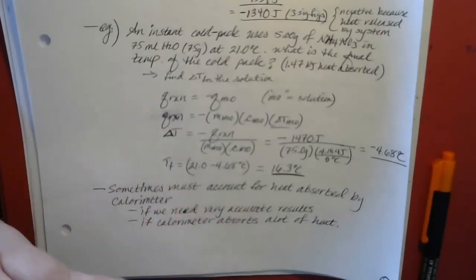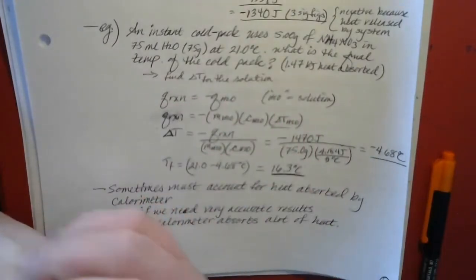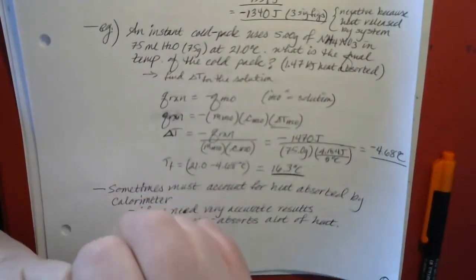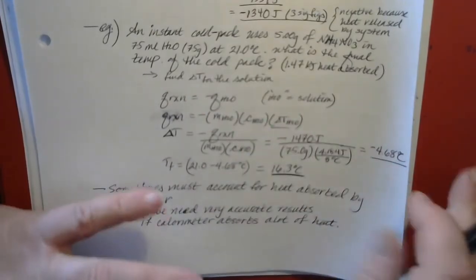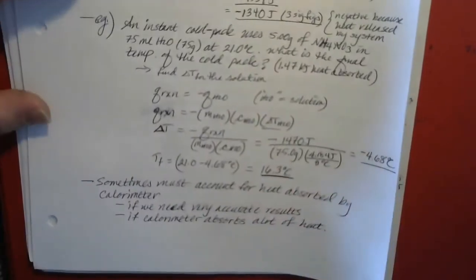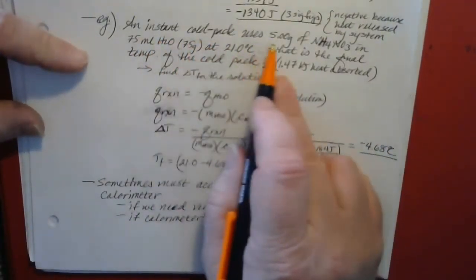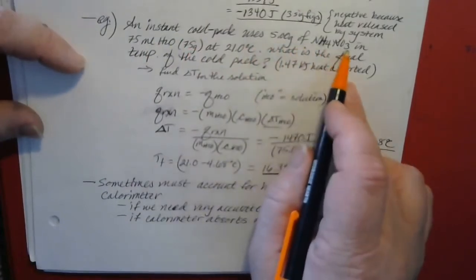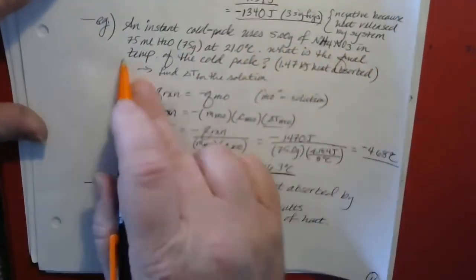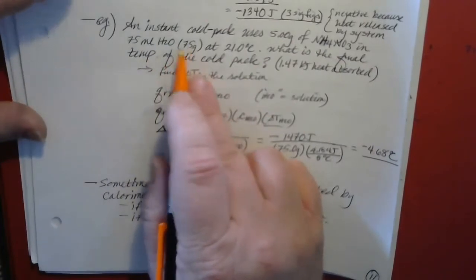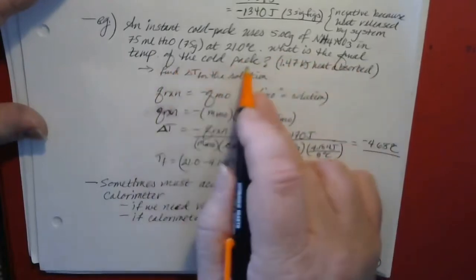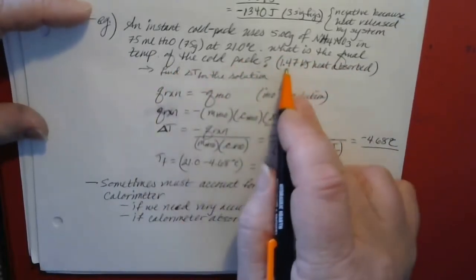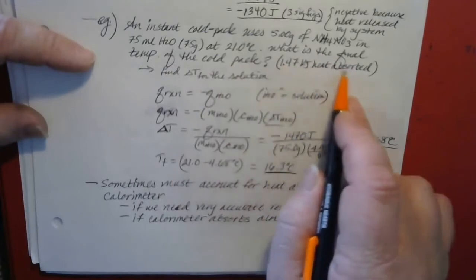And so it will draw in heat from the surroundings, and the surroundings will get colder. The surroundings would include things like the surface of the bag, your hand, if it's touching the bag, basically anything that's touching the bag will get colder. And so in this case, an instant cold pack uses 5 grams of ammonium nitrate, that's NH4NO3, in 75 milliliters of water, which of course is 75 grams of water, at 21 degrees Celsius. What is the final temperature of the cold pack, assuming that 1.47 kilojoules of heat is absorbed?